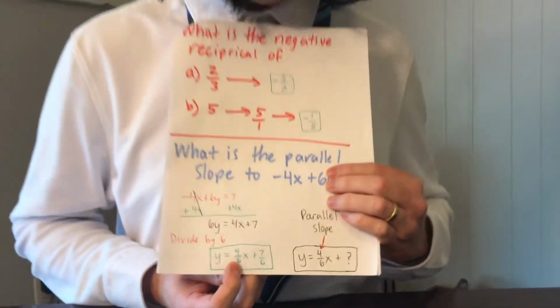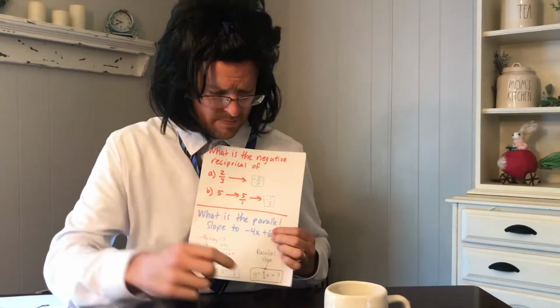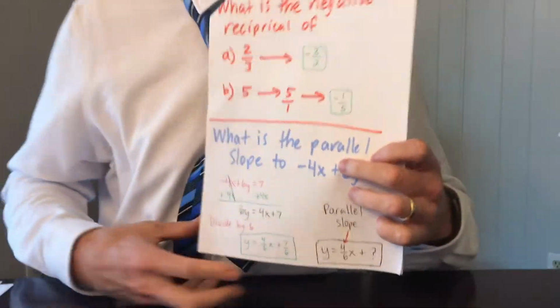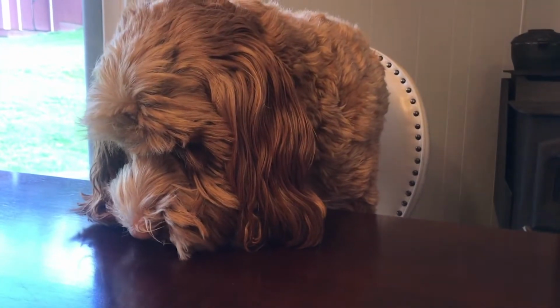And if I want a parallel slope, it must be the same, because parallel means the same slope. So my parallel slope would just be 4/6. Are you enjoying this? On to my next story. And now off to our correspondent, Dog Breath Petunia. Well, that's not very interesting.